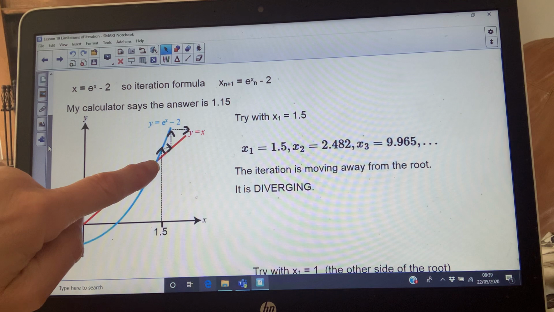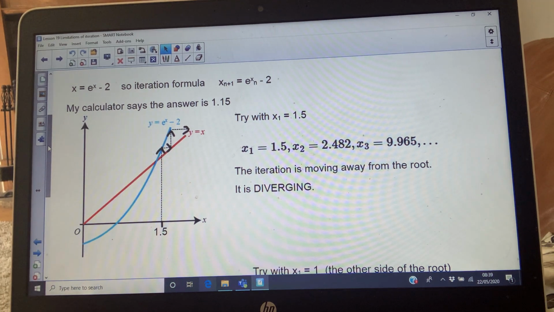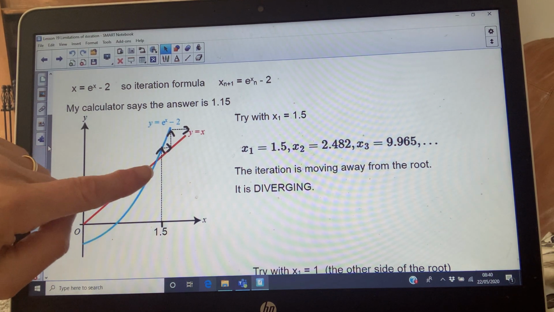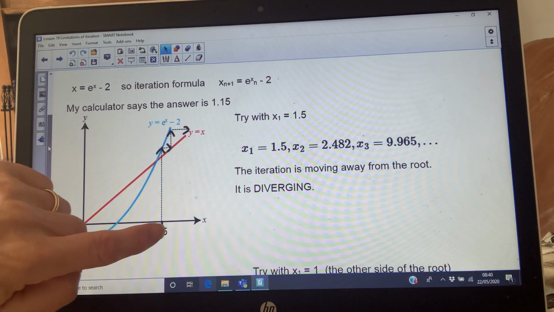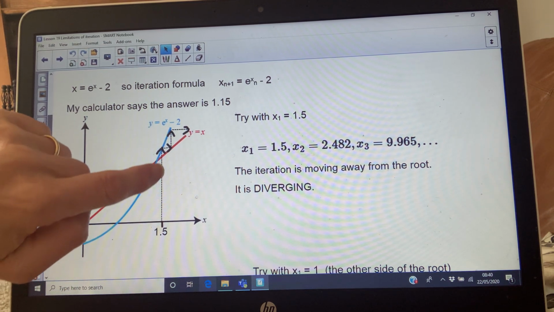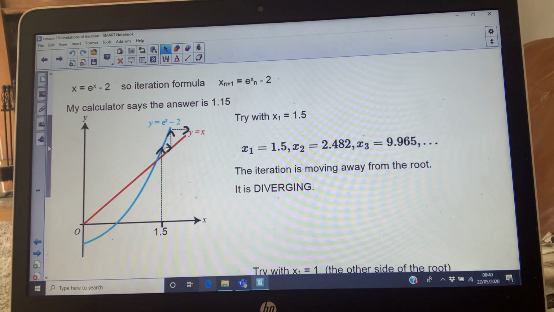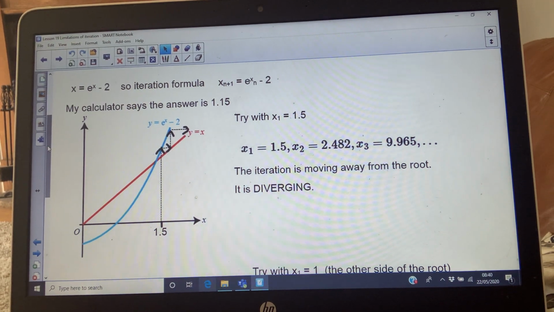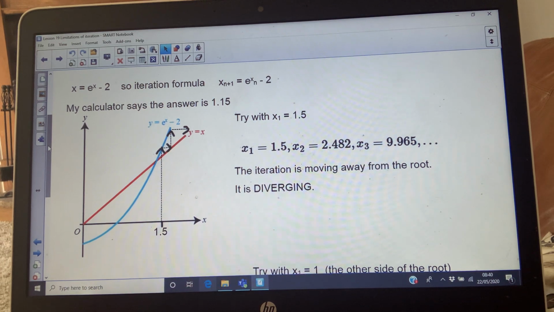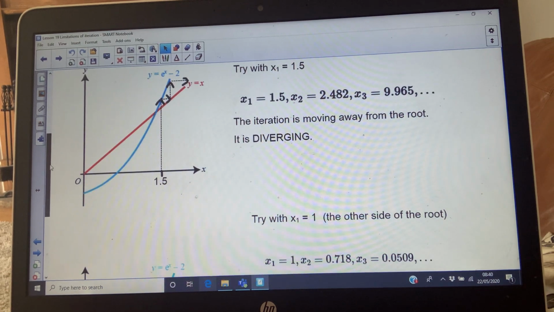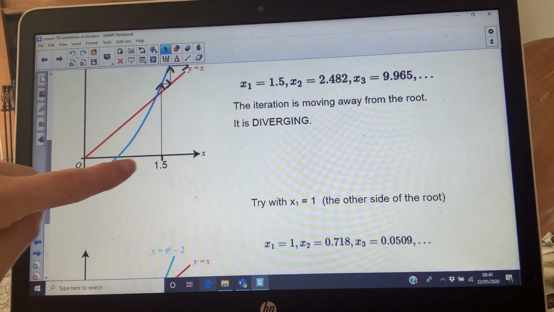I know that my solution, which I know because I've used my calculator, is 1.15. I've started just to the right of it. I want to go curve, line, curve, line. It's moving away. So this is not going to give me a solution from iteration, which is obviously a big concern. But I might try the other side of the root.